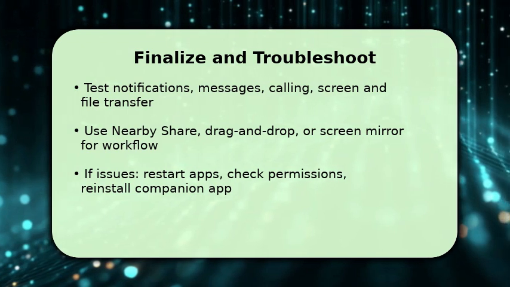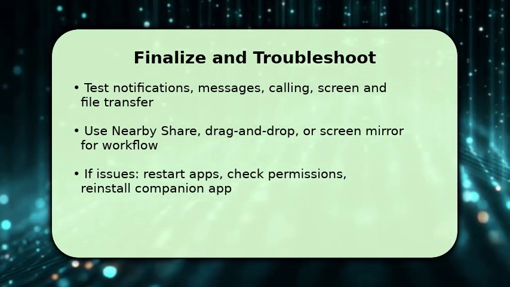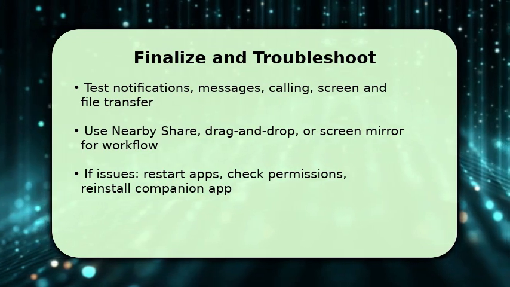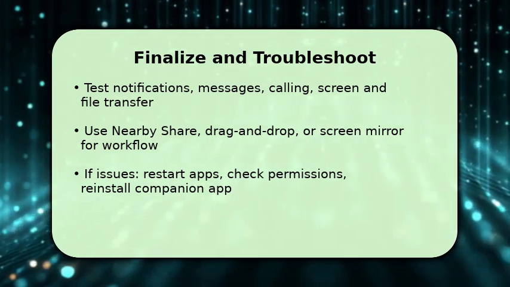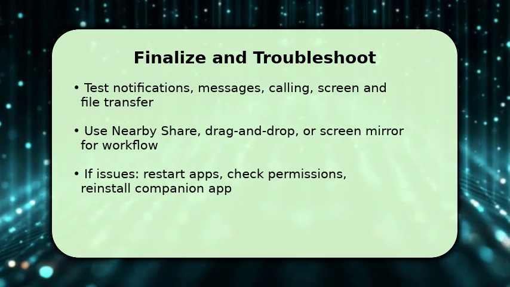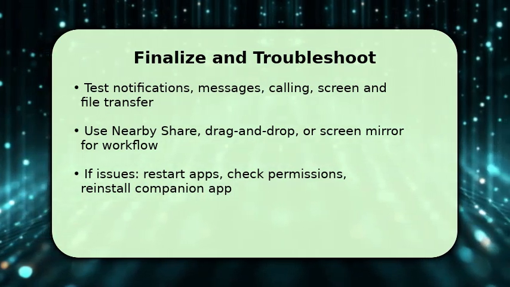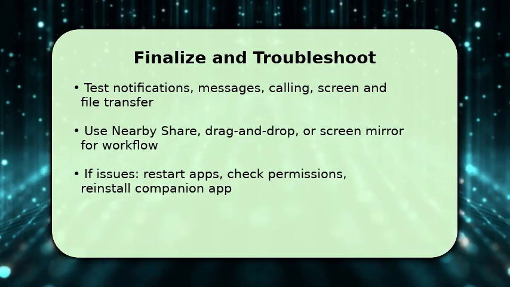If something goes wrong, first restart the Phone Link app and the companion app, confirm both devices use the same Microsoft account and network, then recheck permissions or reinstall the companion app. That resolves most problems.